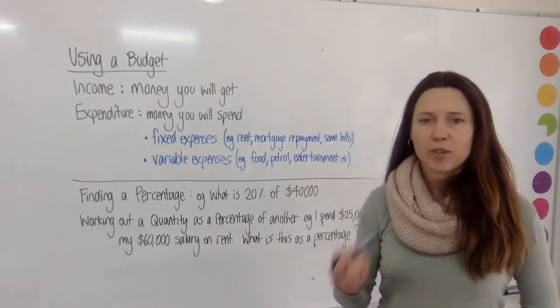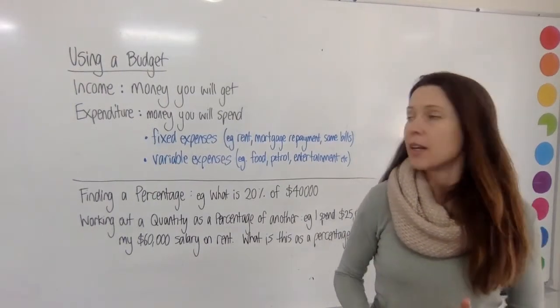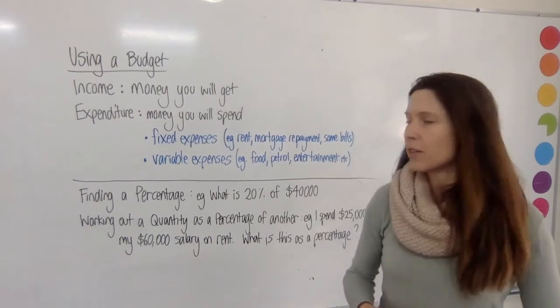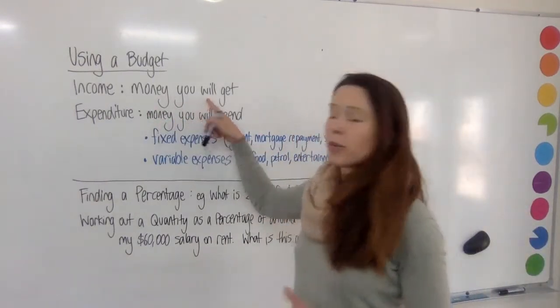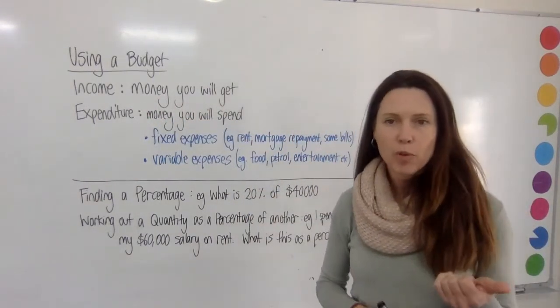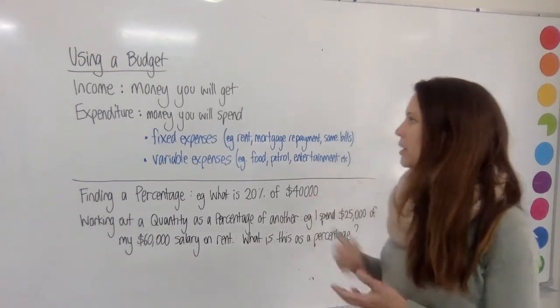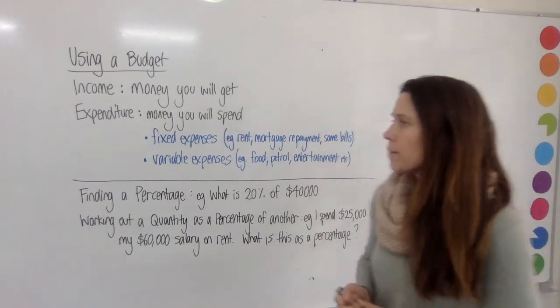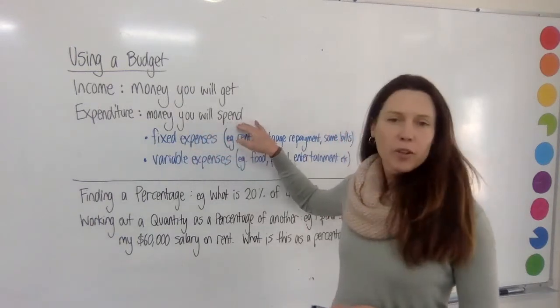Today we're looking at how you can use a budget to keep track of your finances. Now, a couple of key terms that you're going to need to know. The income is just the money that you're going to get either from a job or some other regular payment that you might be eligible for. And expenditure is just the money that you're going to spend.